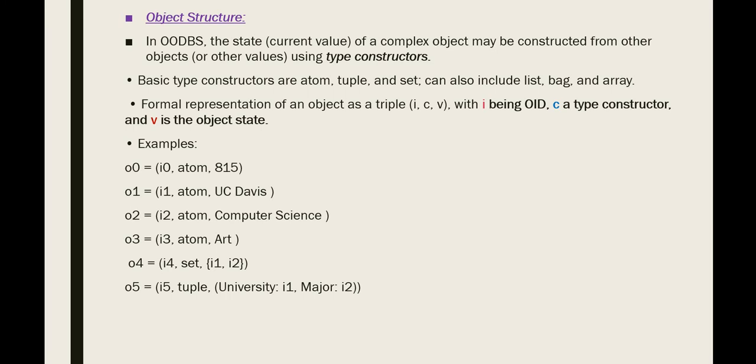And the formal representation of an object is a triple, that is (I, C, V). I here stands for the object identifier, C is the type constructor, and V is the object state or the value. Here are the examples below. See, for the third object, you can say O2. It has an object ID I2, the type constructor being atom, and the value is computer science. Computer science here can stand for department or subject, right?